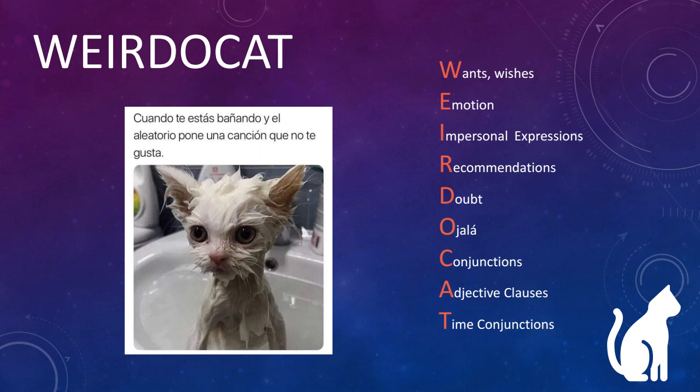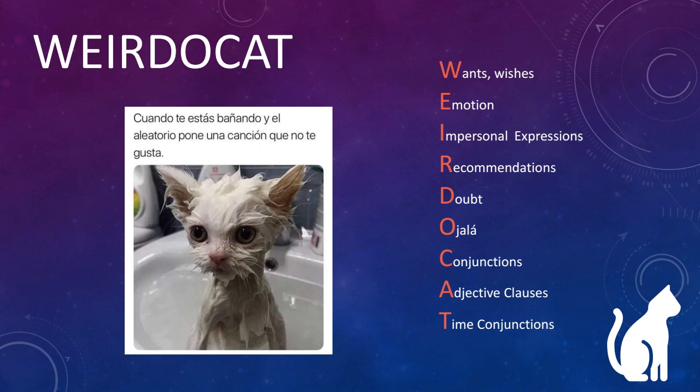So as you can see, the subjunctive gets used for a lot of different things, and it gets used for kind of abstract concepts. And so as far as the uses for the subjunctive, we're going to break it down and just do one use at a time. And that's why you'll see the acronym WEIRDO CAT on your screen. The acronym WEIRDO CAT has all of these different letters that represent different uses for the subjunctive.